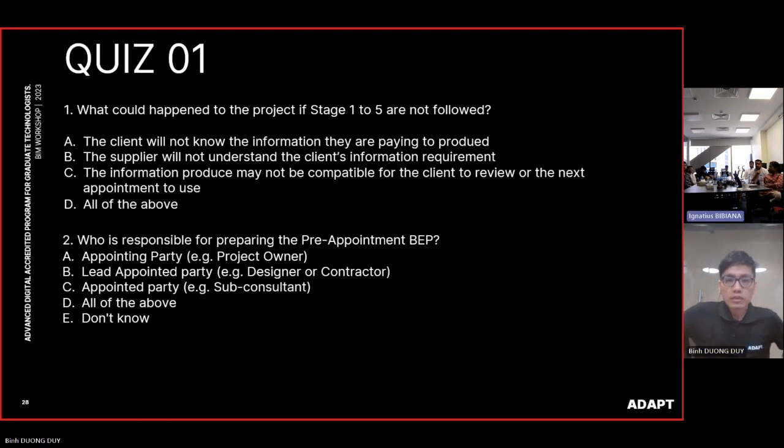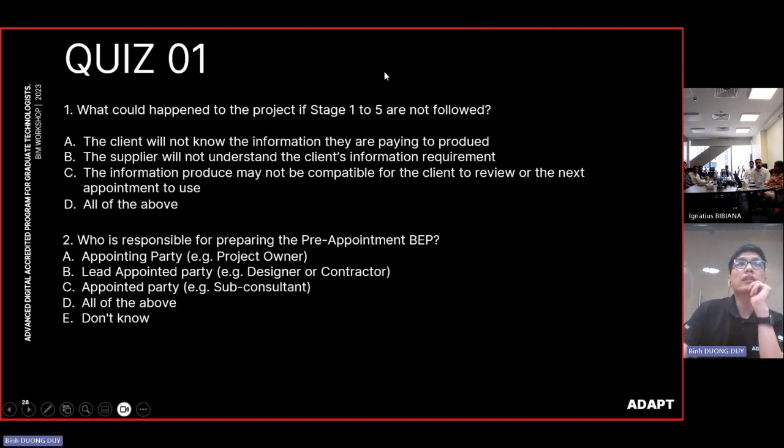I think it's D. Oh, okay. So you all agree that if we do not follow the stages, the client will not know what information they are paying for, right? Obviously, they have to define very clearly what information they want in the EIR. And as suppliers, competitors in the tender, we also need to understand what the requirements from the client are through the EIR. I'm talking specifically about BIM, but a similar thing also happens with design or construction.